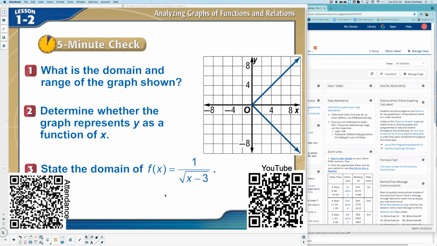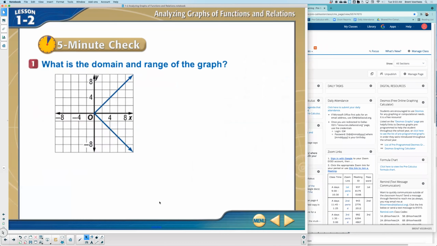Let's get started on lesson 1-2. Okay, the first question says, what is the domain and range of this graph? We went over the algebra portion last class. Now let's go over how we would find domain and range looking visually. Domain deals with the x values. So if you're thinking about domain, you're looking at what x values are used. If you were going to map out every single point, which x values would be used to graph this relation?